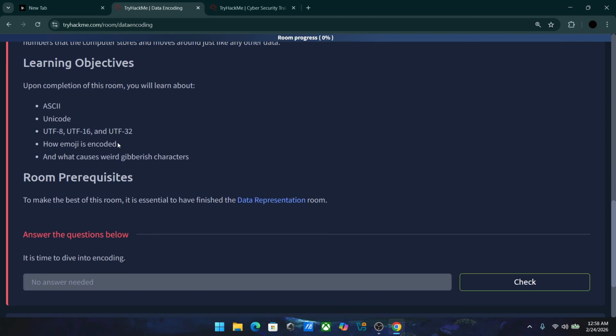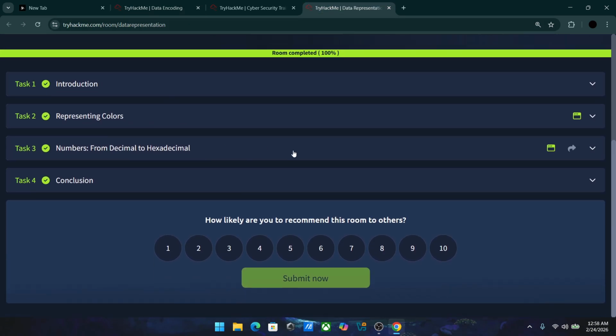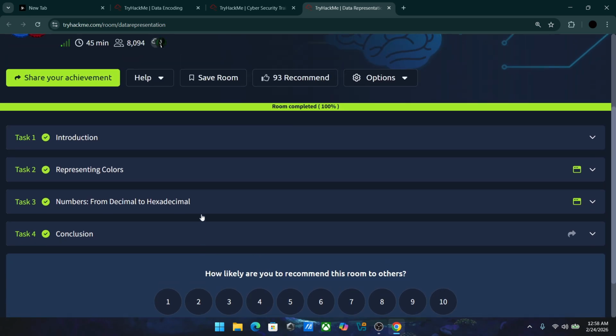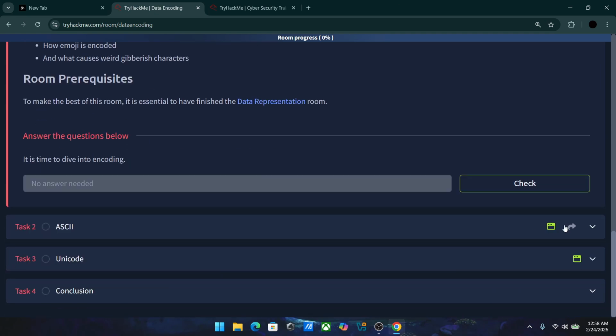Learning objective. Upon completion of this room, you will learn about ASCII, Unicode, UTF-8, UTF-16, UTF-32, how emojis are encoded, and what causes weird gibberish characters. The prerequisite is data representation. We learned this in the previous room, right? Yes, we learned this. This video will be uploaded soon, I guess. Let's go.